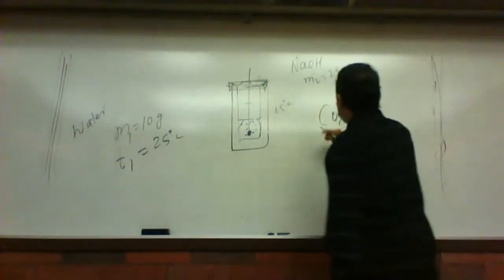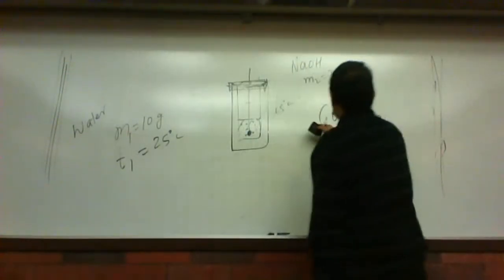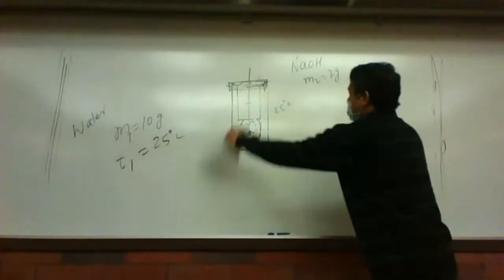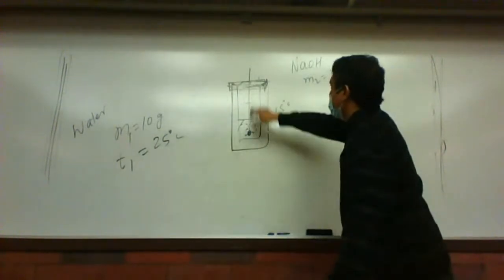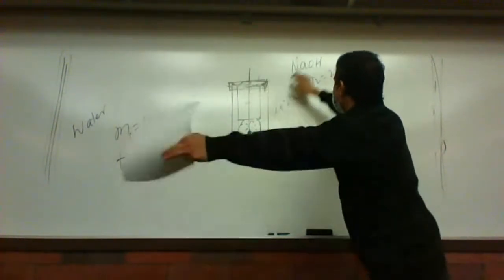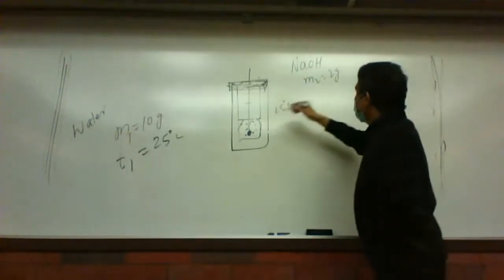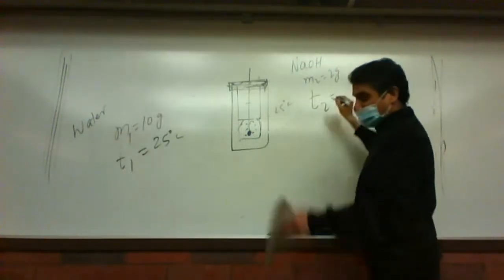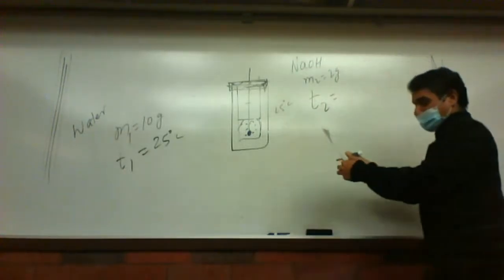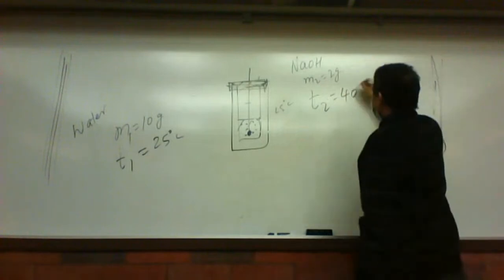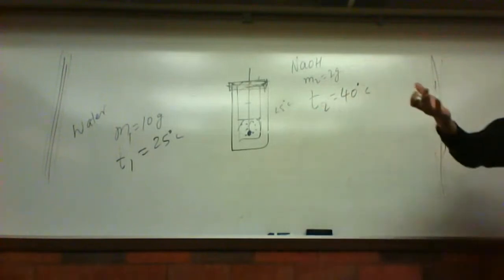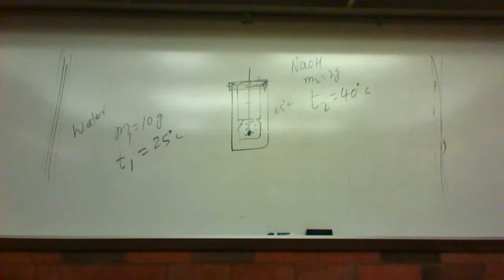Now record the temperature. After putting it in, stir a little bit with this thing, so that all the sodium hydroxide dissolves, and record the temperature. So maybe the temperature is 40 degrees centigrade here. Easy? Anybody can do this experiment, right? How simple it is.